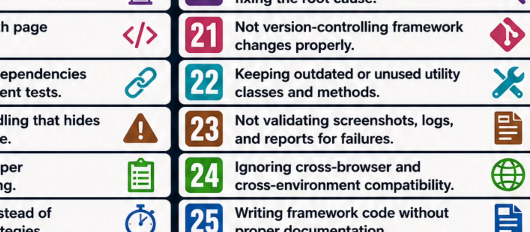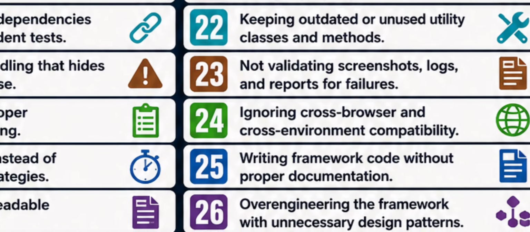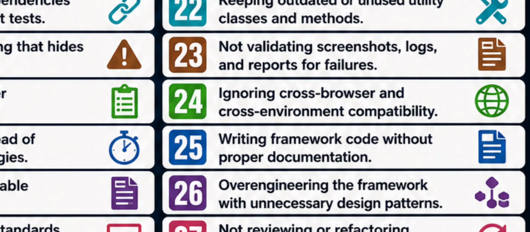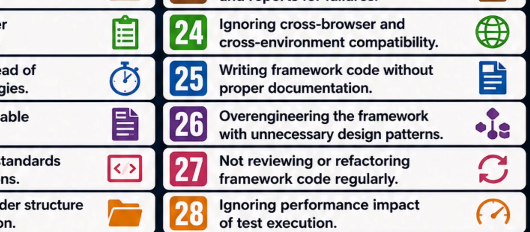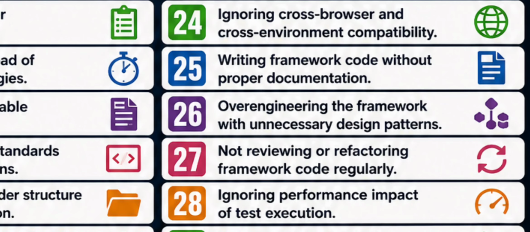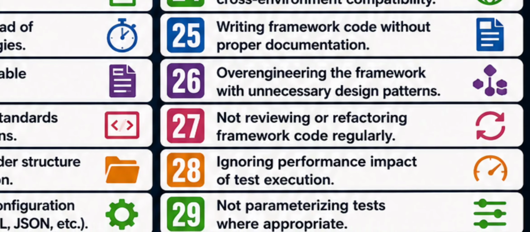And the 22nd point that you need to avoid is keeping the outdated or unused utility classes and methods. The 23rd point that you need to avoid is not validating the screenshots, logs, and reports for failures. And the 24th one you shouldn't do is ignoring the cross browser and cross environment compatibility. The 25th point you should avoid is writing the framework code without proper documentation.